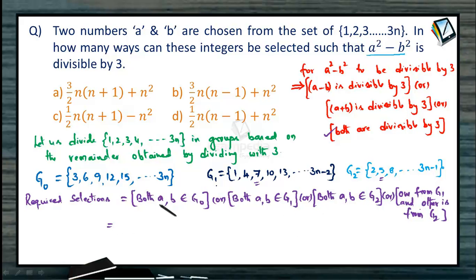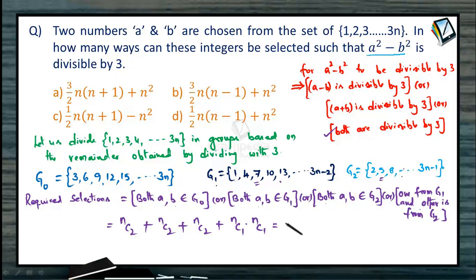How many ways can we select two numbers A and B from the group G0 which has n elements? This can be done in nC2 ways. Plus two numbers selected from G1, which also has n elements, in nC2 ways, plus both numbers selected from G2, which also has n elements, in nC2 ways. Now how many ways can we select one from G1 and one from G2? Both have n elements, so this can be done in nC1 into nC1 ways.